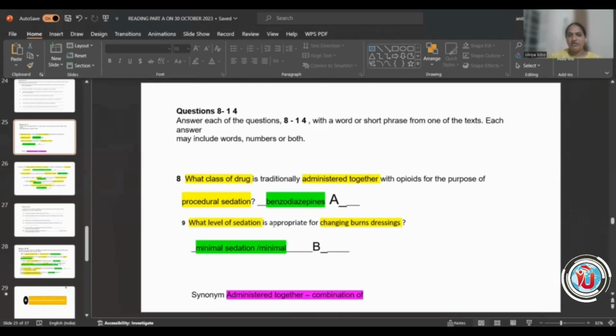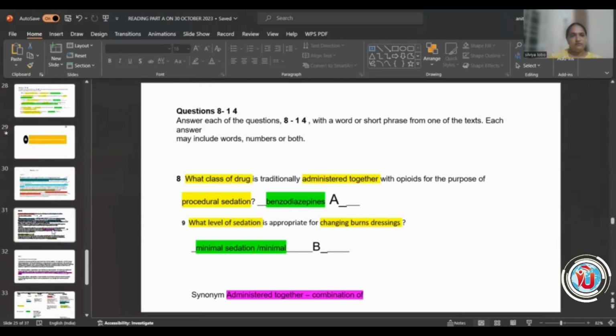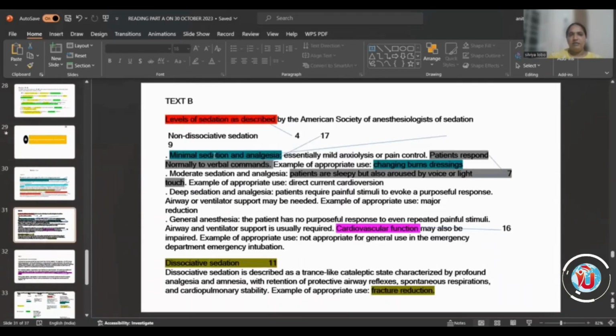9th one is, what level of sedation is appropriate for changing burn dressing? So here we have the keyword levels of sedation. So we can directly go there. In text B, you can see. Here it is there. Minimal sedation and analgesia, essential anxiolysis or pain control. Patient responds normally to verbal commands. Example of appropriate use, changing burn dressing. So here we can see that minimal sedation and analgesia is used for changing burns dressing.